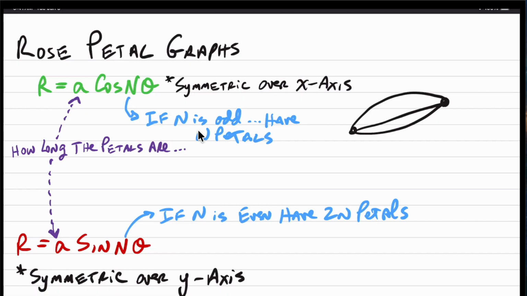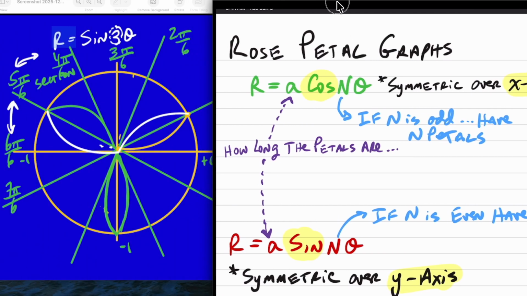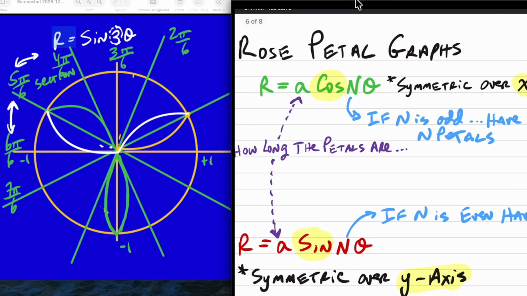If n is odd, you're going to have n petals. It's going to be what you see. However, if n is even, you're going to have 2n petals. Finally, of note is that when you have a cosine graph, that is going to be symmetric over the x-axis. So cosine is going to be symmetric over the x-axis, and sine is going to be symmetric over the y-axis.